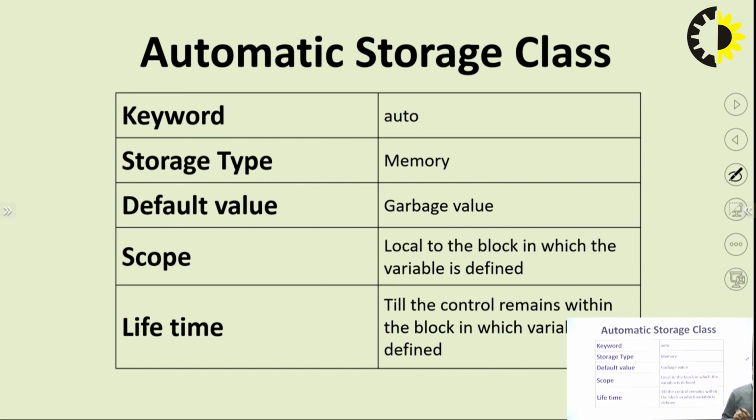First, we are going to discuss the automatic storage class. The keyword used is auto. Storage type will be in the memory, or we can say in the RAM. Default value will be garbage value. Scope of that variable is local to the block in which the variable is defined. Lifetime is within the block where the control remains, and after that block the variable value will vanish.